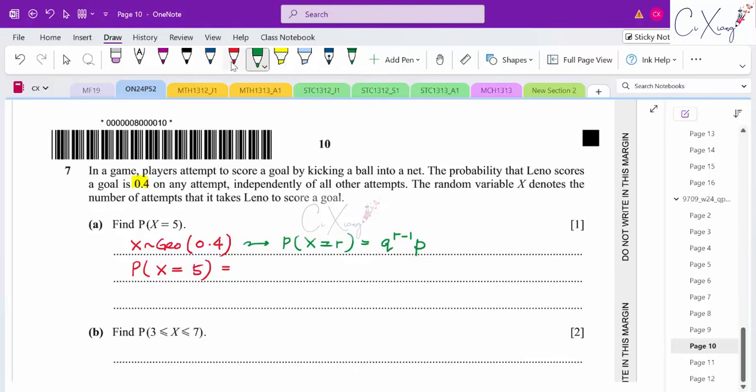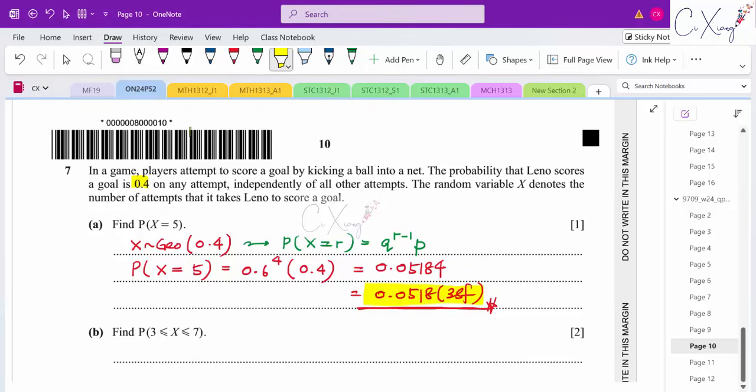So when x equals 5, you have 0.6, which is 1 minus 0.4, as the q. r minus 1 means 4, and then multiply with p. So p is 0.4. From here, by right, you will get the answer 0.05184. You can keep this as the answer. If not, you can change it to 3 significant figures. So this first question, I think, is very, very straightforward.